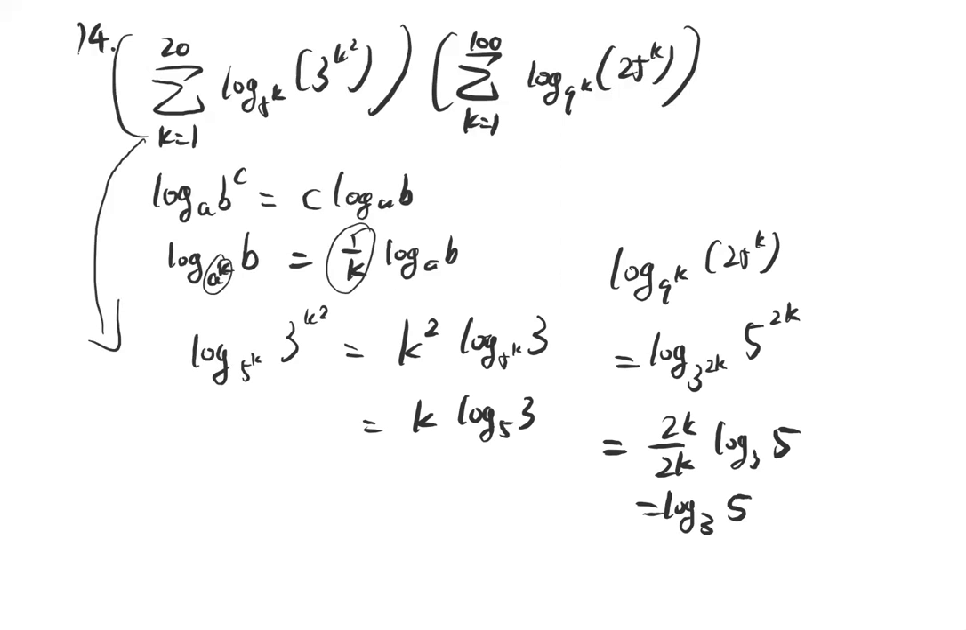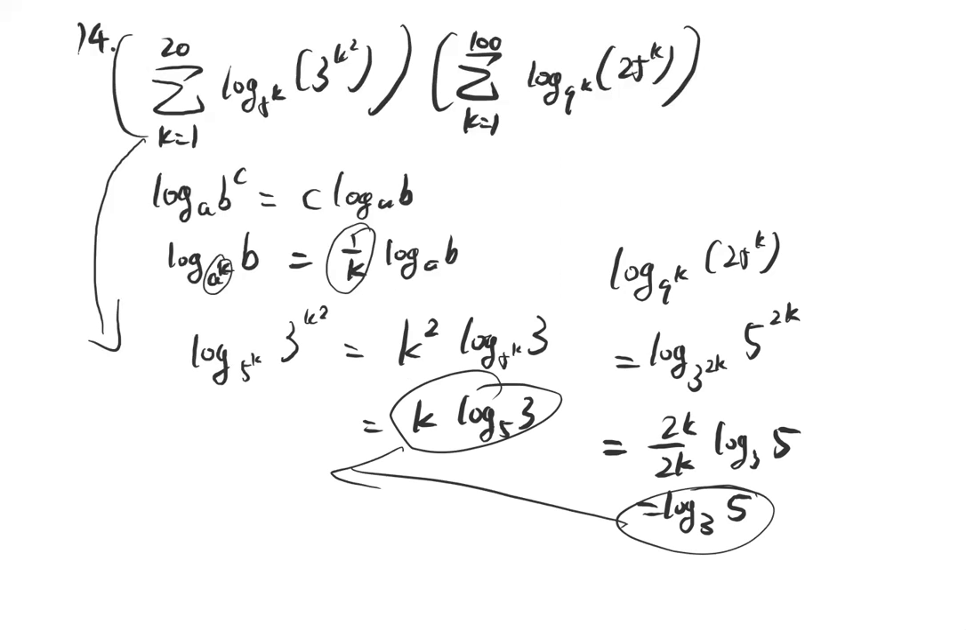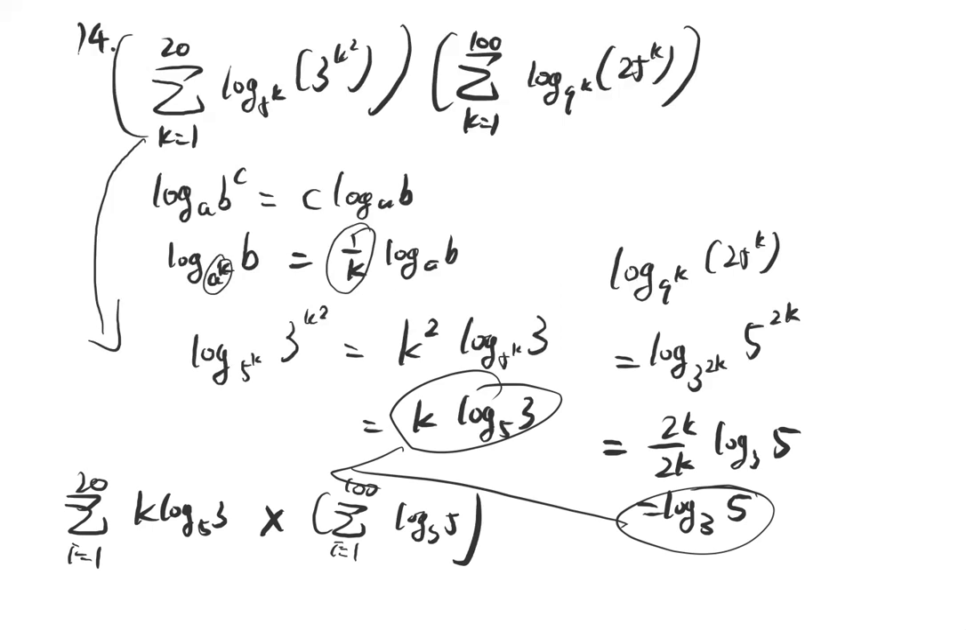So all in all, if we sub these two equations back in, we have sigma i equals 120 and k log 5,3 times sigma 1 to i equals 1 to 100 and log 3,5. So basically, you take the log 5,3 out, then we are left with an arithmetic sequence of difference 1, and that would be 20 times 21 divided by 2 times log 3,5, which is 100 log 3,5.